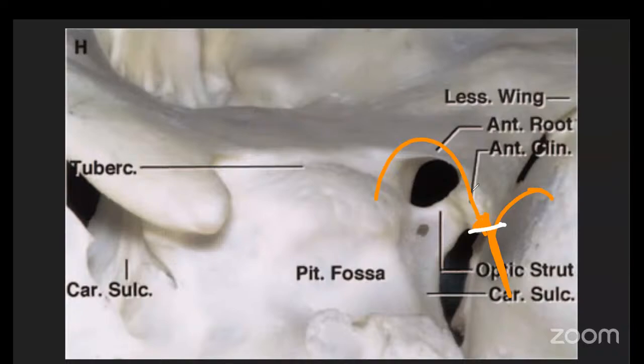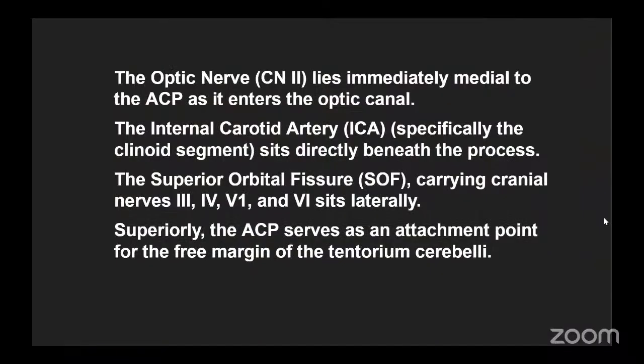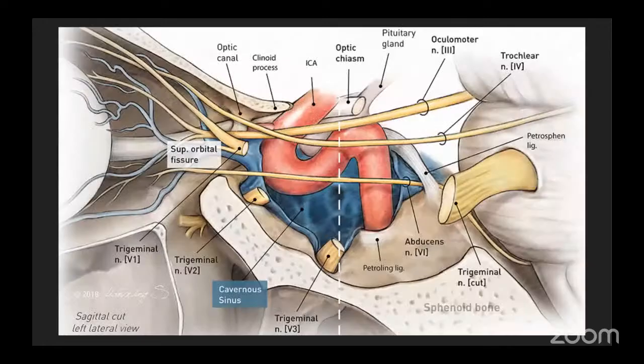Let me move to the next slide. So, just a brief reminder, optic nerve is immediately medial. Internal carotid artery sits directly beneath the process. Superior orbital fissure is lateral. And anterior clinoidal process intradurally is an attachment point for tentorium cerebelli.